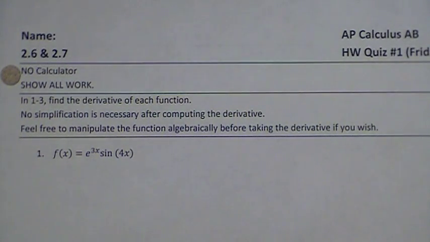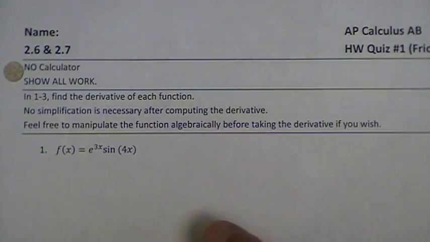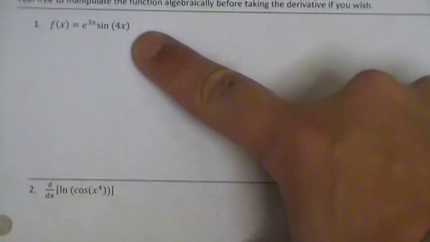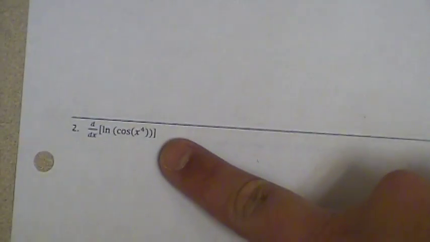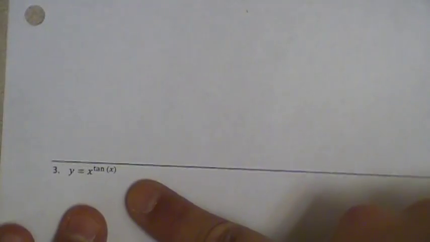In this video, we'll take a little bit of time to go look at some of the problems from the quiz on sections 2.6 and 2.7. So on the front page here, we just wanted to find three derivatives: the derivative of this function, the derivative of this function, and then also the derivative of this function.